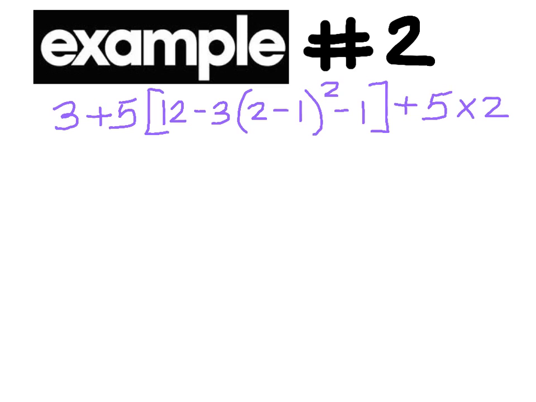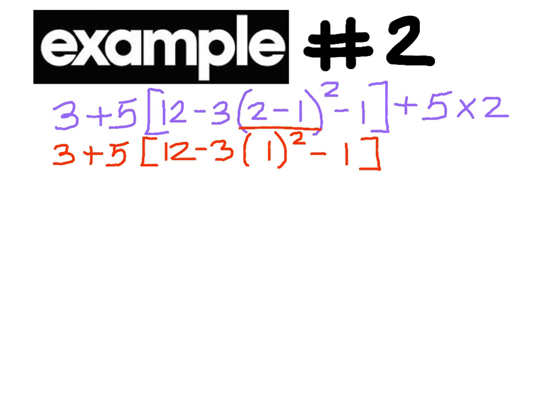Alright, go inside the brackets first, and you have parentheses in there. So you're going to do that first. Keep everything else the same. 2 minus 1 is 1. So we put 1 in that parenthesis and keep everything else the same.